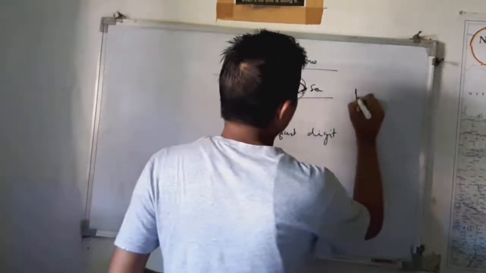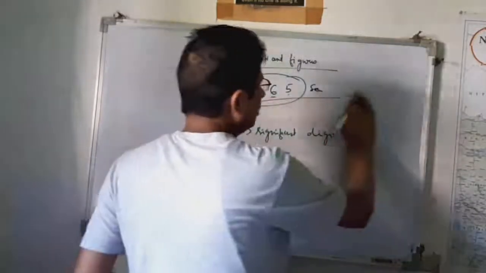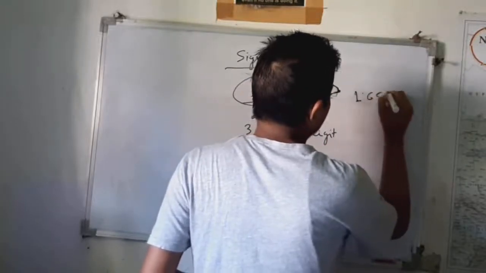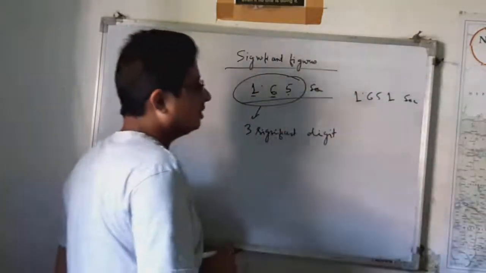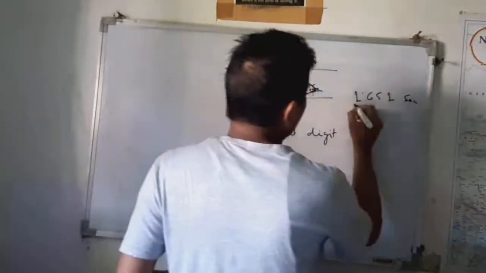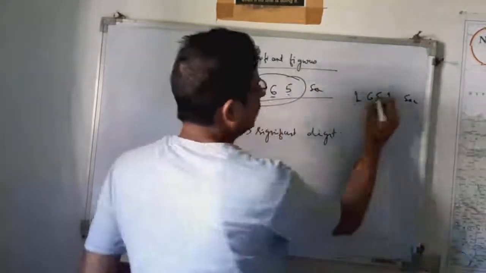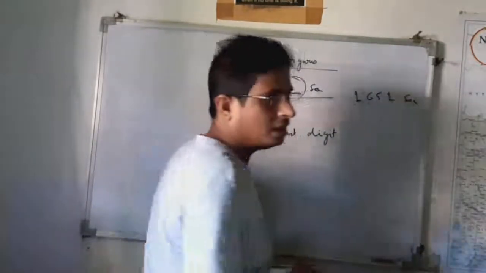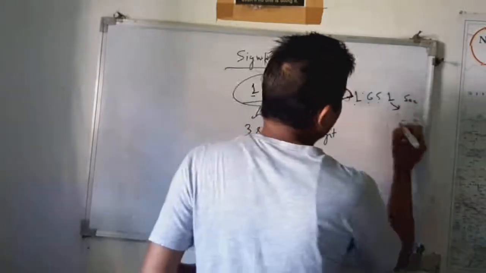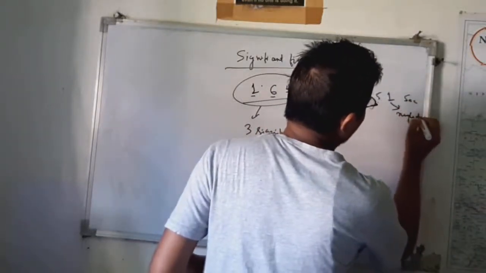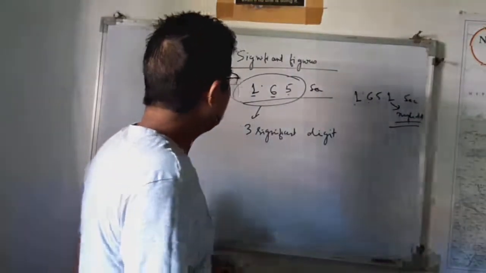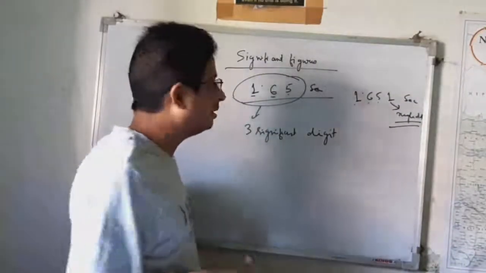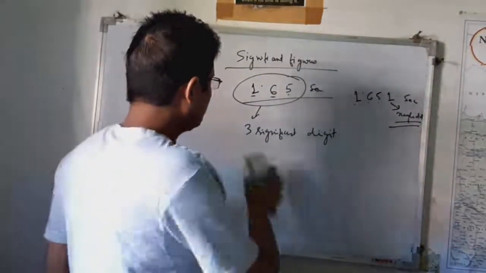Suppose I found 1.651 second. I record a value 1.651 second. Here 1 and 6 are reliable, 5 is the uncertainty, and 1 is also an uncertain digit. So this term should be neglected. In this way you can calculate significant figures and significant digits.